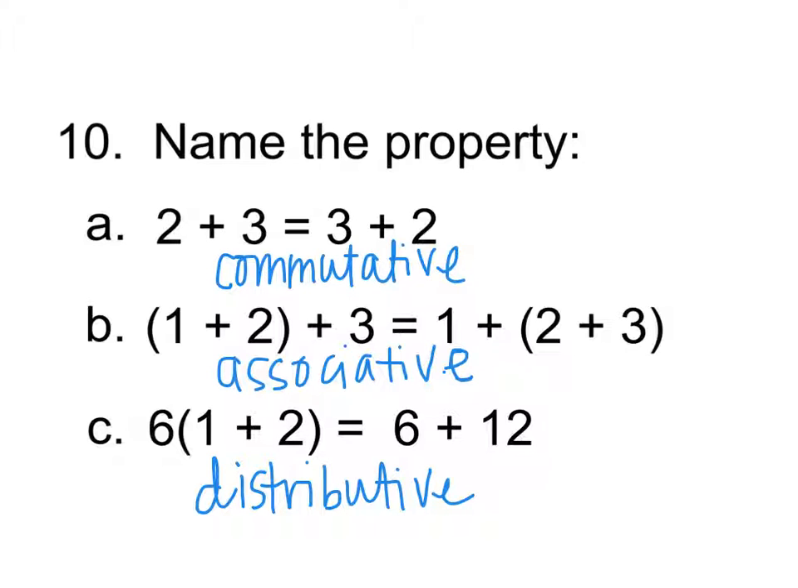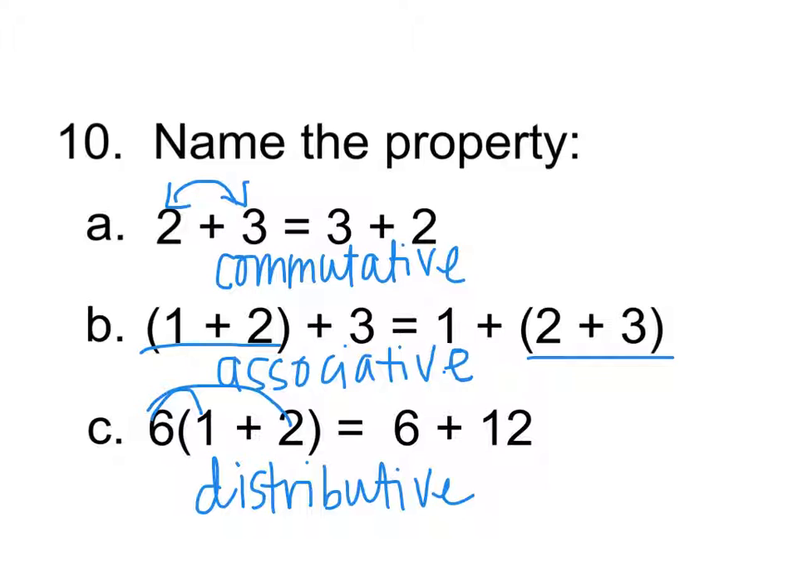All right, part A is commutative, part B is associative, and part C is distributive. The first one is commutative because the numbers are commuting. The second one is associative because the groups are changing. The last one is distributive because we distributed the 6 to each number inside.